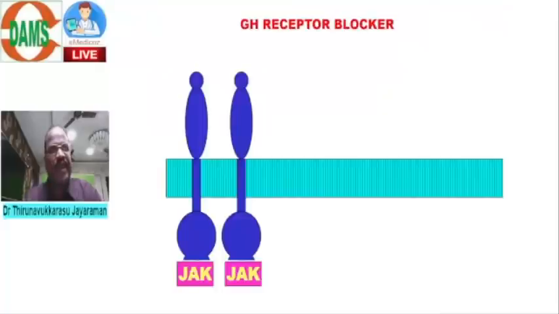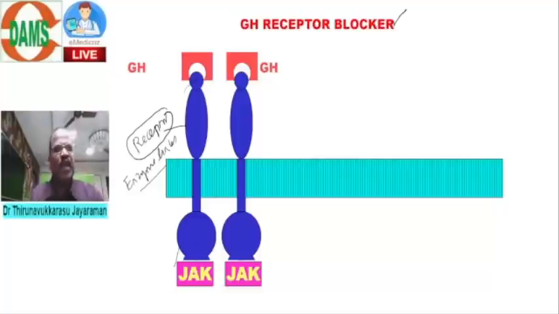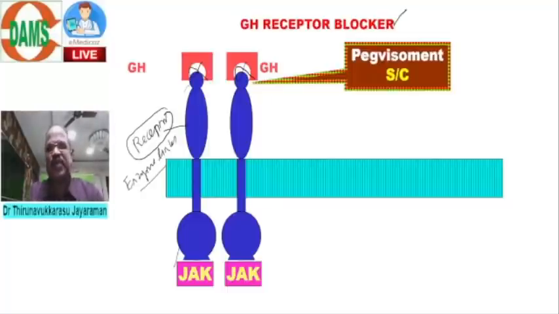For treating acromegaly, we have one thing called growth hormone receptor blocker. Growth hormone acts on a receptor. The receptor for growth hormone is an enzyme-linked receptor. The enzyme name is Janus kinase, JAK. So the action of growth hormone at the receptor level can be blocked by one drug that's called pegvisomant. This was the question asked in your NEET paper.